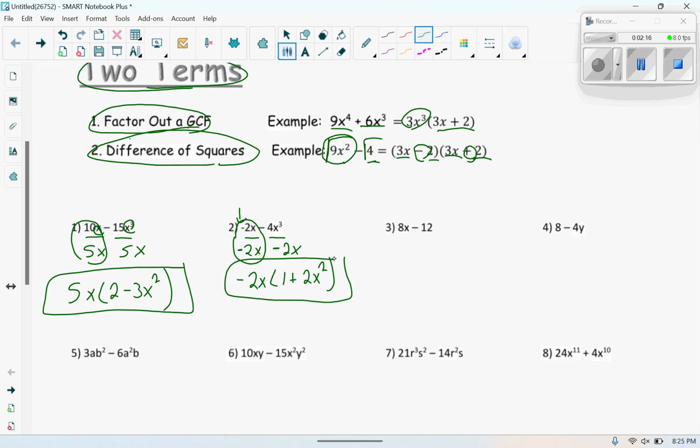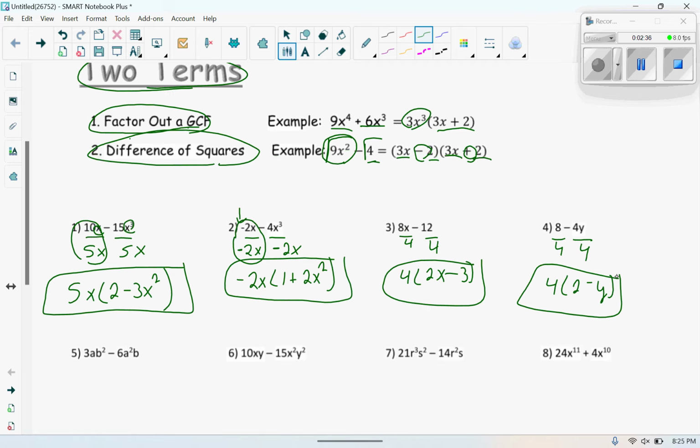Okay, let's keep going. So this one, I noticed that it has a 4 in common. So I'm going to be left with 2x minus 3. And this one also has a 4 in common. And so I'm going to be left with 2 minus y. Okay, let's go down to the next one.